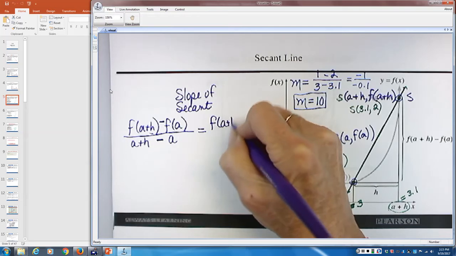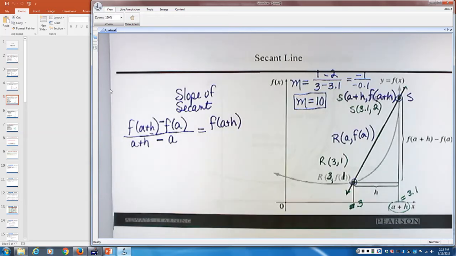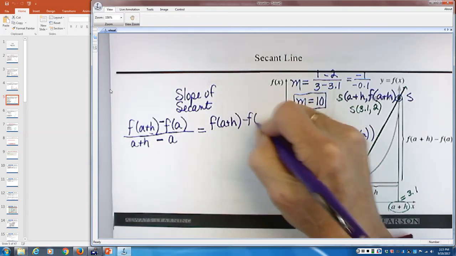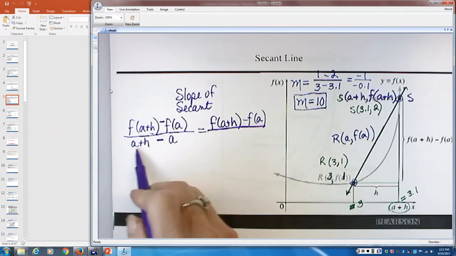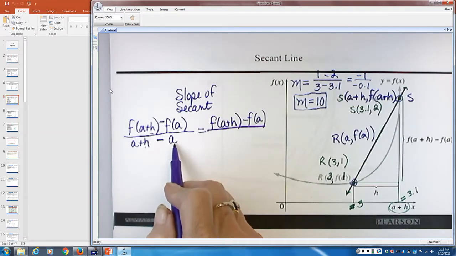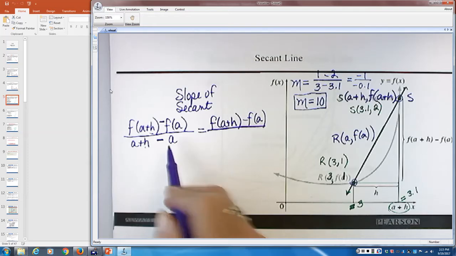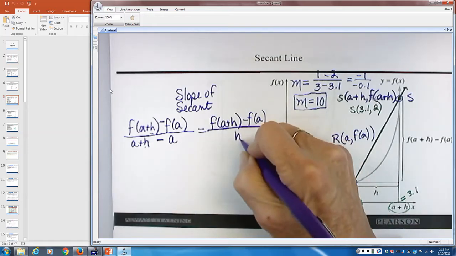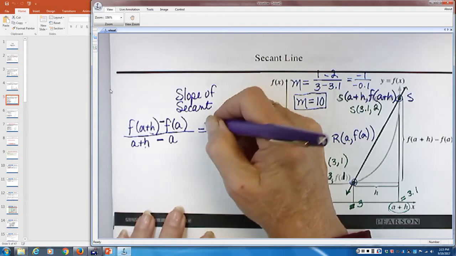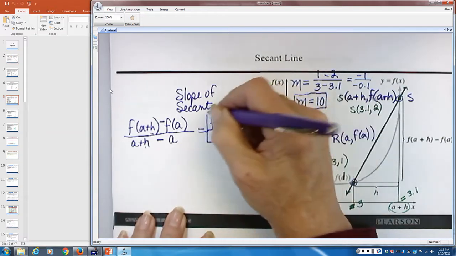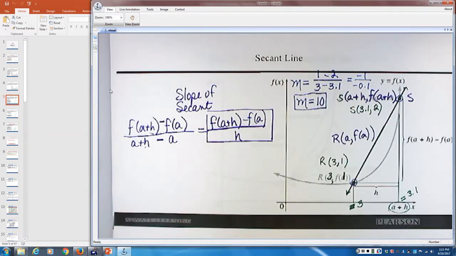f of the rightmost point, because it's a little more, minus the original function value, divided by, if you have A plus H minus A, what happens to A? Cancels out and they disappear. This is the slope of a secant line. That's just your standard slope formula with function notation for your 2 points.